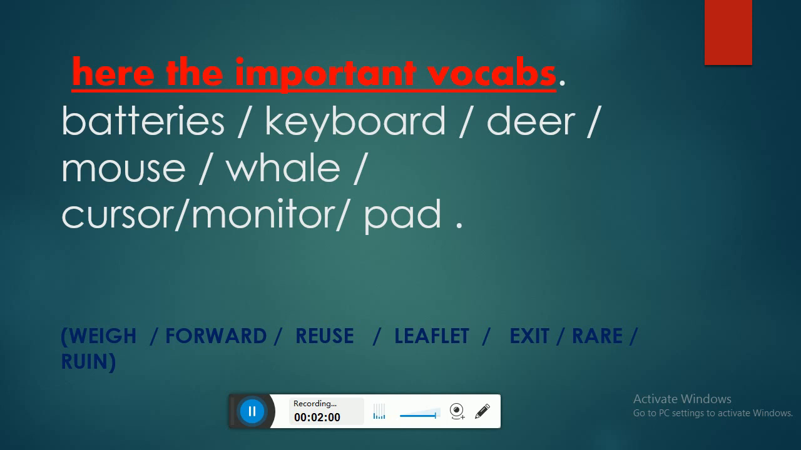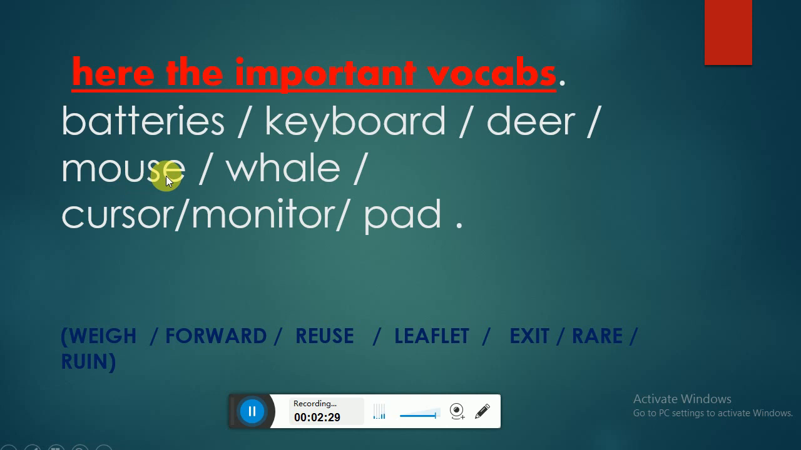Recharge batteries. Keyboard, of course, the keyboard is an important input unit in the computer. You have to type by using the keyboard. Deer, deer is some kind of animal that eats plants. Deer have a graceful figure, they can run fast.